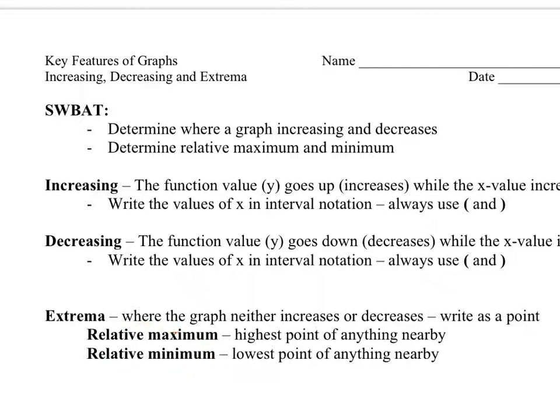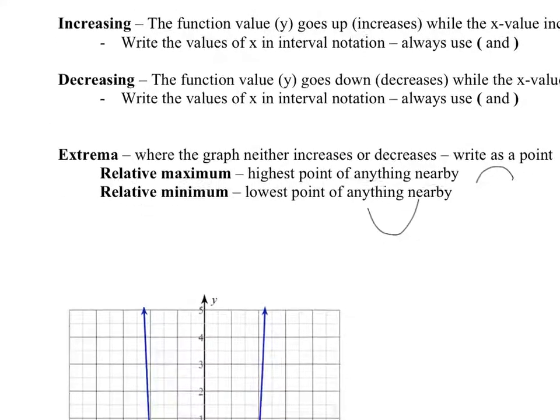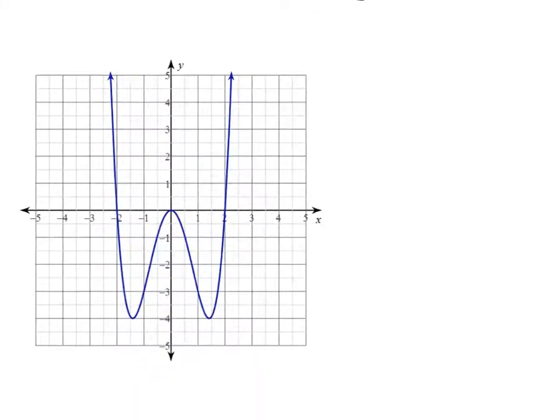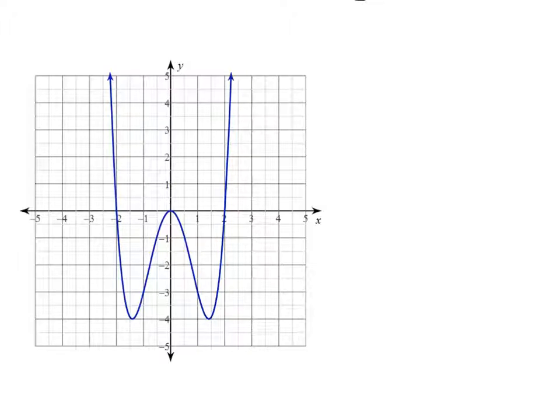Extrema means that we have a bump or a valley. So maximum would be like this, like a bump, like that. And minimum would be like this. There's a minimum spot. So when we look at a graph, can you say these things? Where is the graph going down? Where is the graph going up?